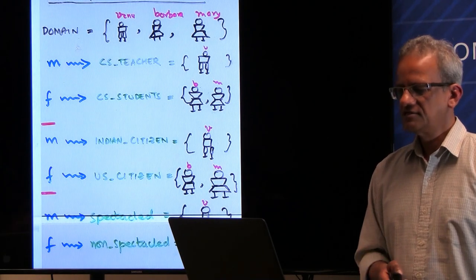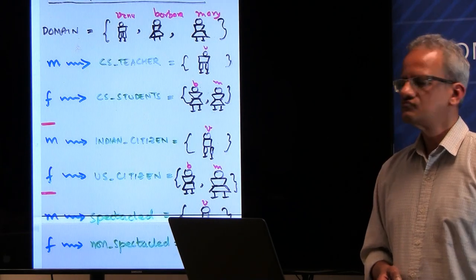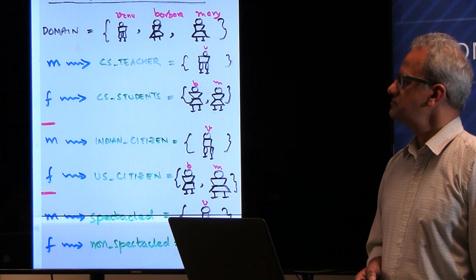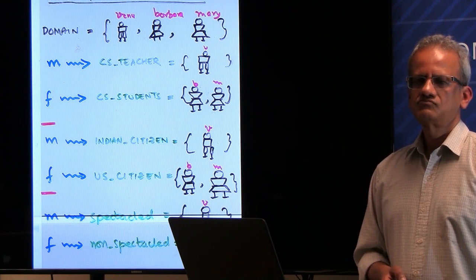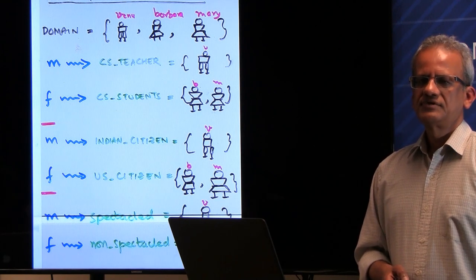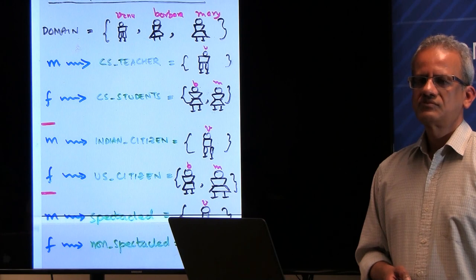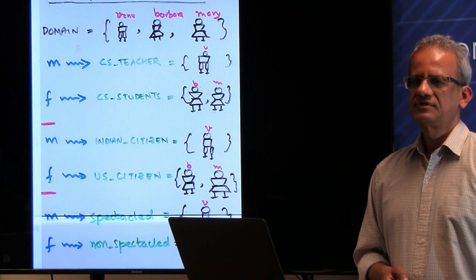So in the previous case, that CS teacher, we have only one element in that subset, right? So if we give more subsets, then it will be taken as an inference that M could be in that set and M could be in that Indian citizen set. Is that the way?